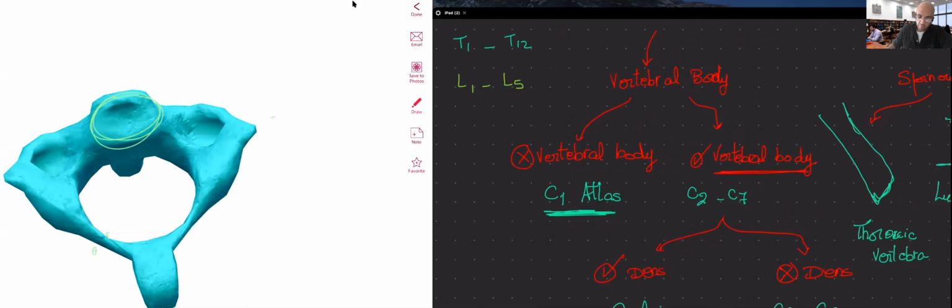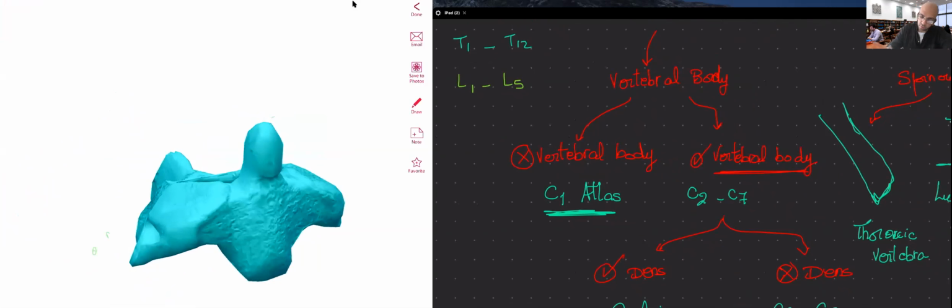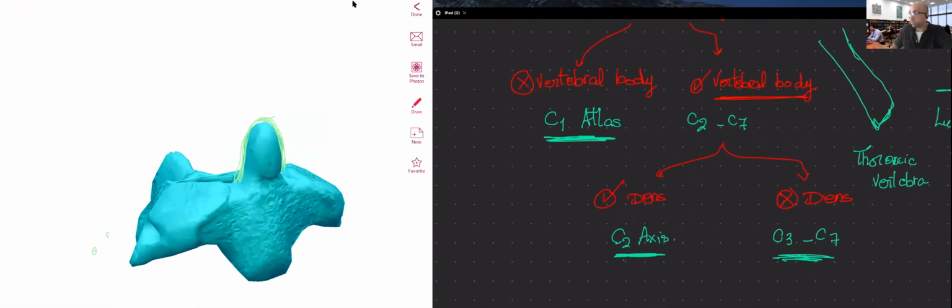So if I have a vertebral body, what should I be looking at? Look for a process coming out from the vertebral body. Look for a dens. Do I have a dens coming out from the vertebral body? Do I have a dens on here? Yes, I do. So this is going to be C2 or axis.